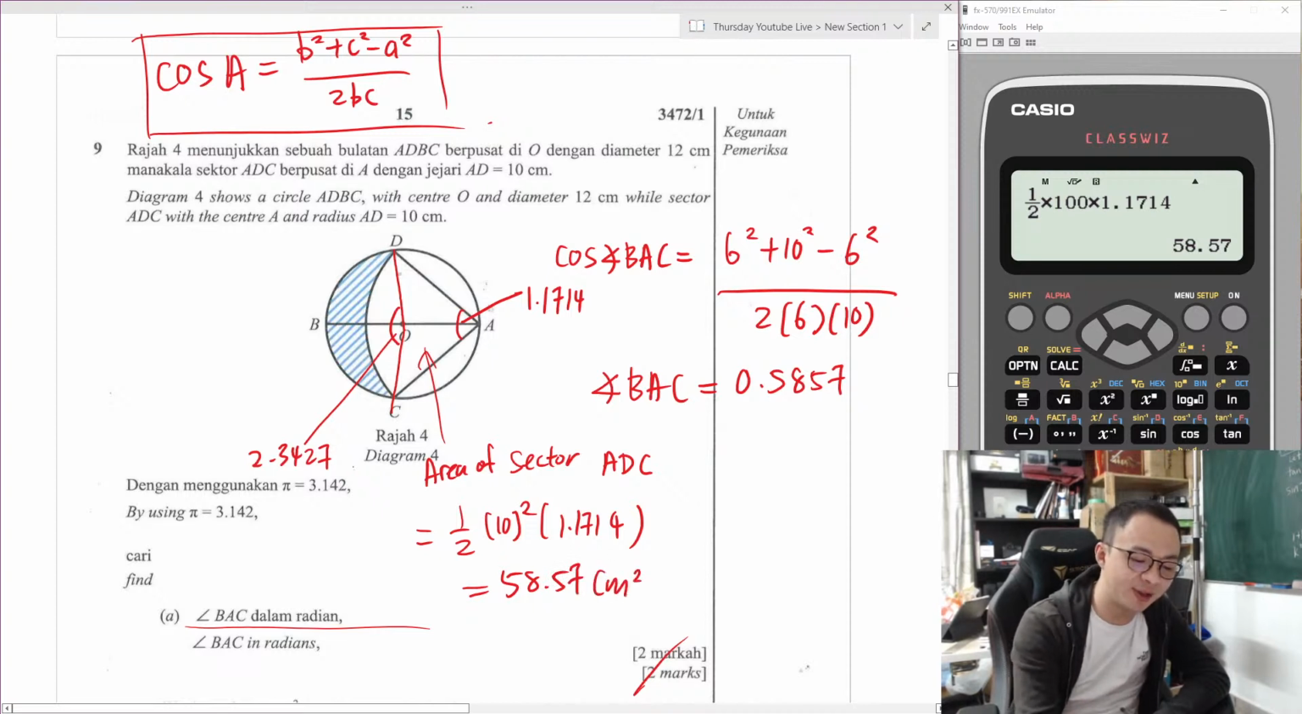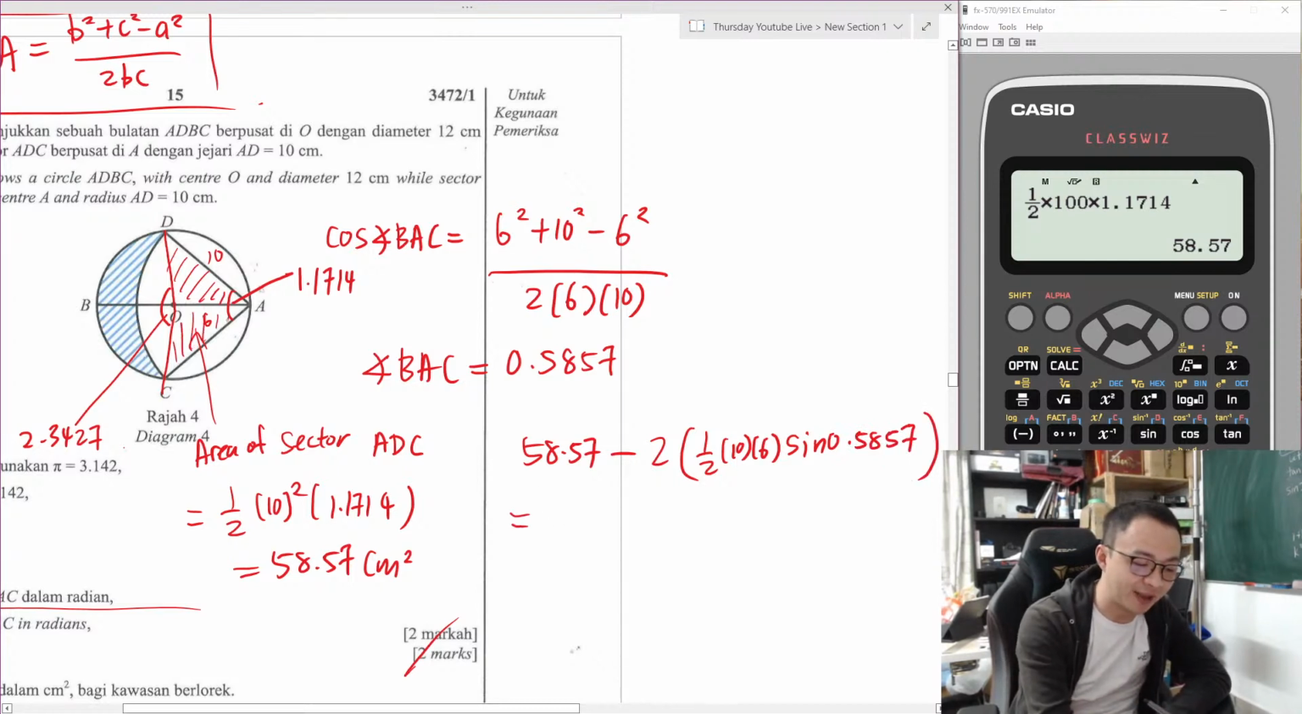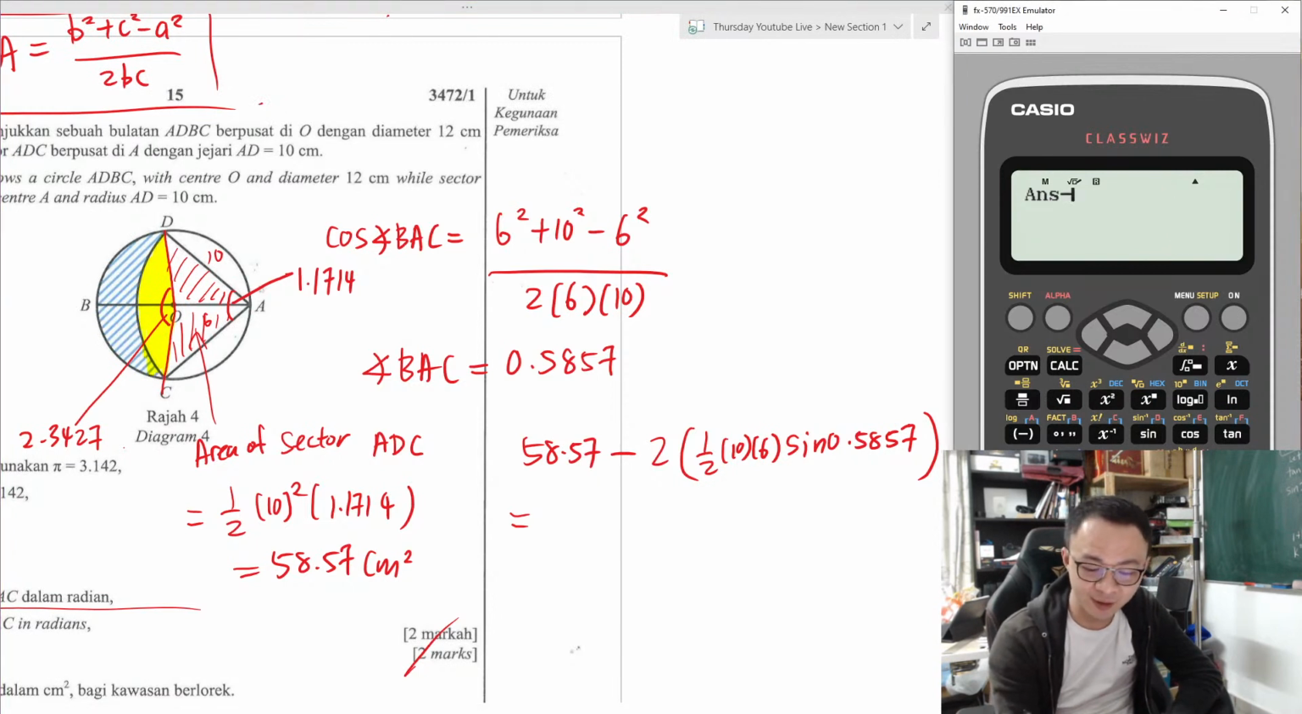Alright, then I need to minus these two triangles. I need to minus this triangle to get that area. So I will say 58.57 minus double of the triangle. Use the triangle formula, half AB sine C. This one is 10, this is 6, so it will be 10 times 6. The angle between will be 0.5857. Alright, so I minus both of the triangles. Then after that, I will get the yellow color one. My objective to minus 2 triangles is because I want to get this area here. Okay, I hope you understand. So let's do it. This one I will cancel out. No need to type 60 times sine 0.5857.